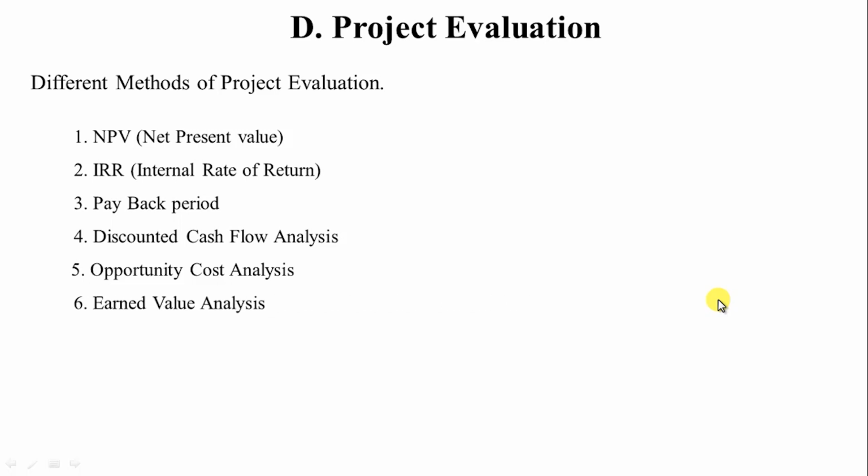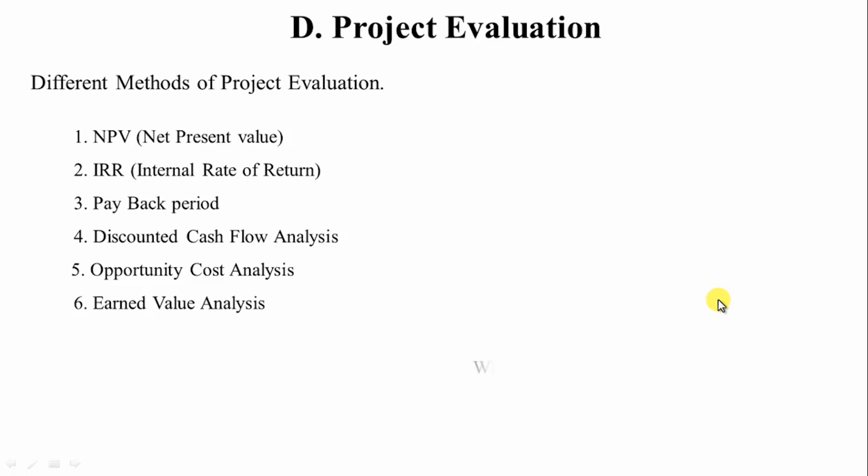And the last is earned value analysis. Now, the sixth method, earned value analysis, is not a method which you take into hand for deciding which project to take on. This method is applied once a project has started, once you have decided which project to pursue and you have started working on that project.